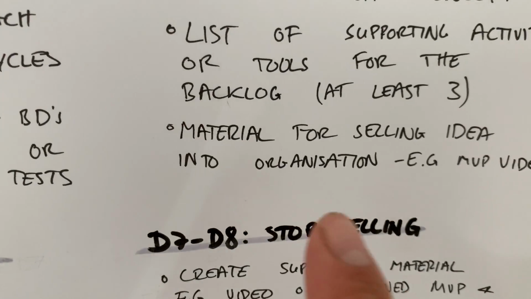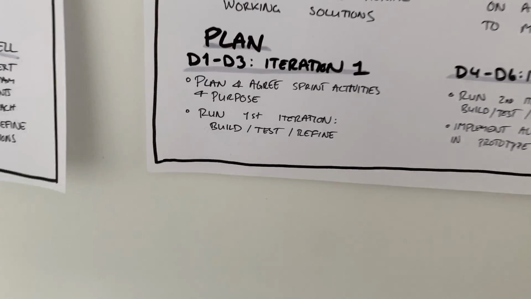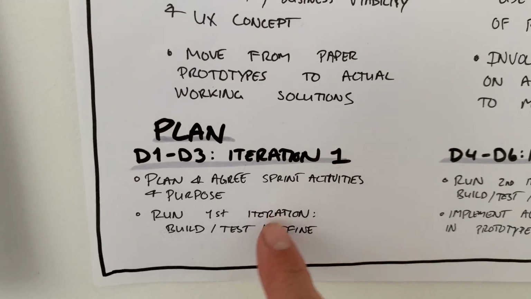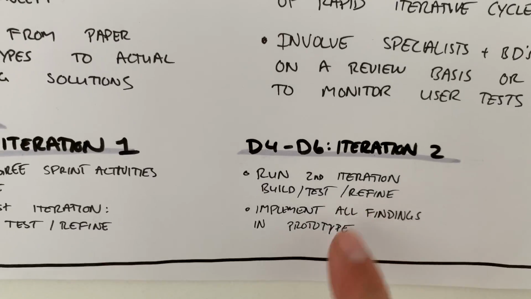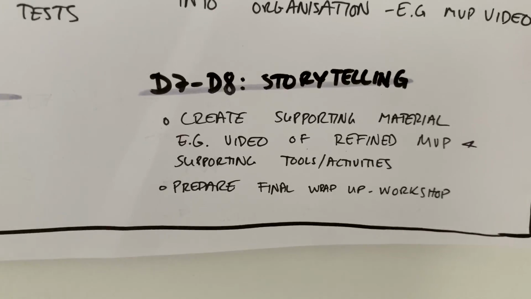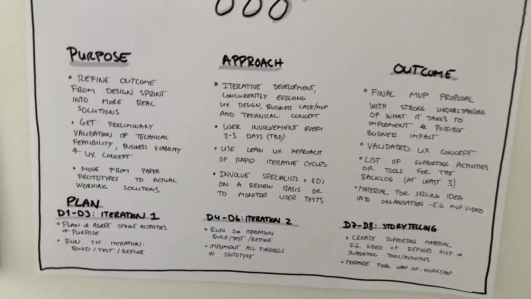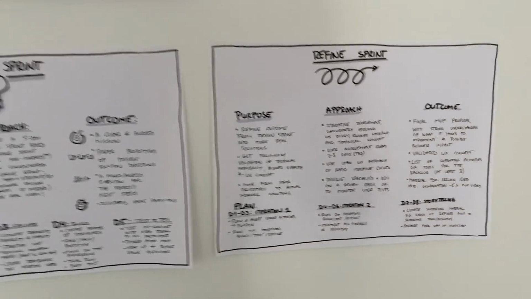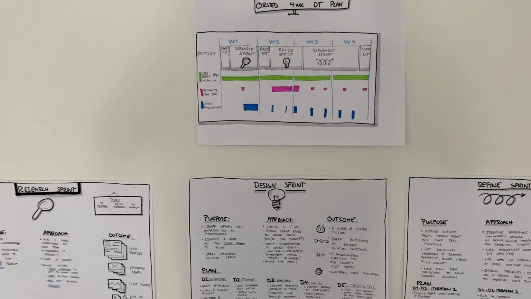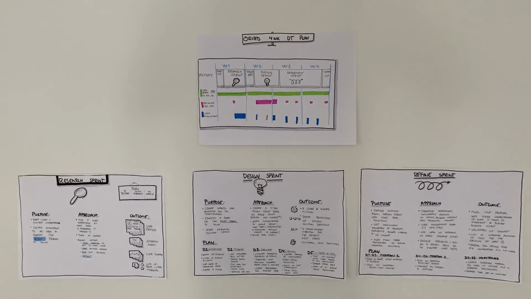Finally, I think it's important to have some good selling material, so I've also allocated some time for that. As you can see, a quick plan here. First 3 days, iteration 1, next 3 days, iteration 2, and then finally a couple of days for storytelling, creating video material, and so on. This is sort of the flexible time depending on how the rest of the overall plan goes. But overall, this is what the overall time looks like.